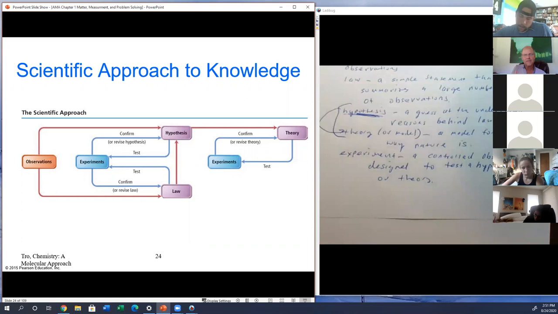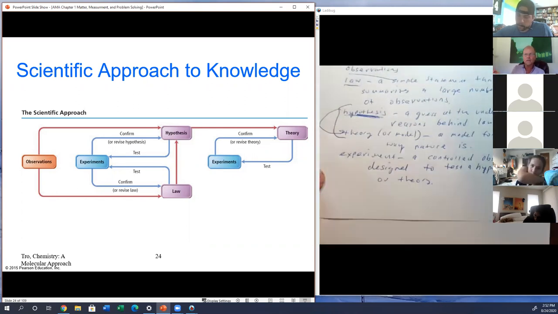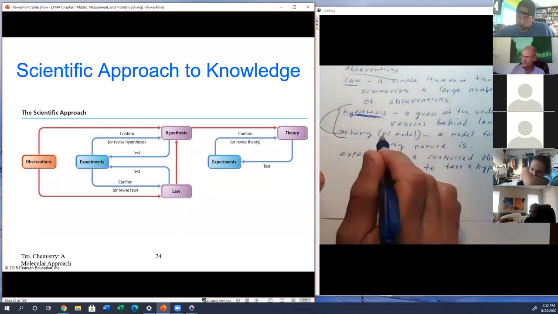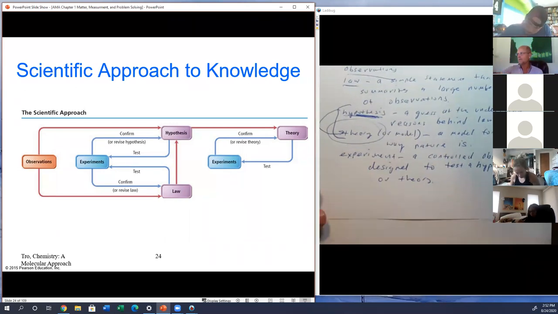As we examine these, keep in mind this. Throughout this semester, many times, all we're going to do is I'm going to show you some observations on matter, I'm going to show you some laws that came out of those observations, and then we're going to discuss and learn about theories. So keep those pieces of the scientific approach to knowledge in your mind, because we'll be revisiting them often.